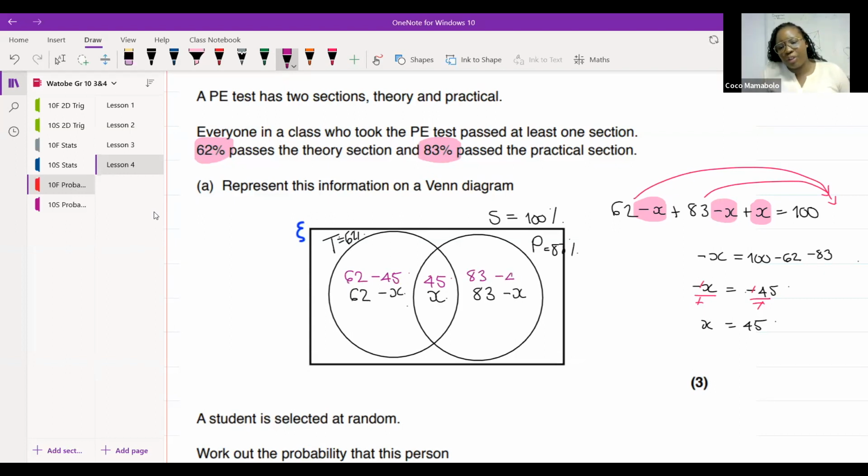You need to give me answers for these now. You can't just say that. 62 minus 45 will give me 17. Then 83 minus 45 will give me 38. Look at you, whole rock star.